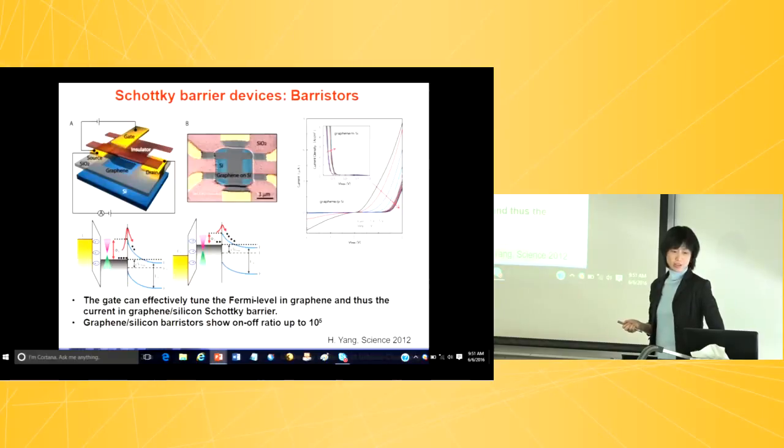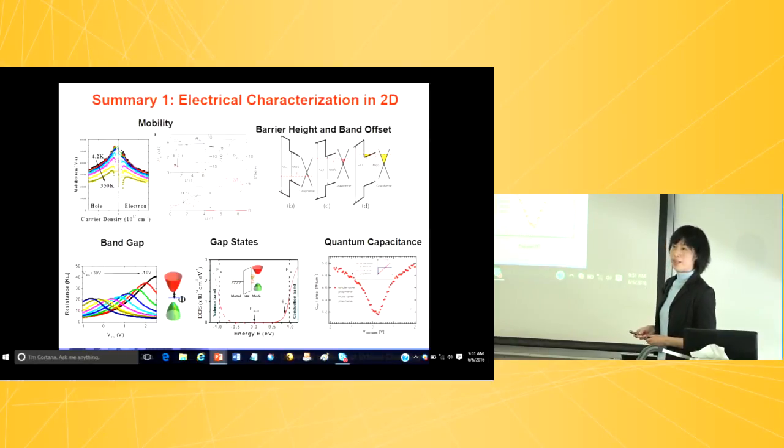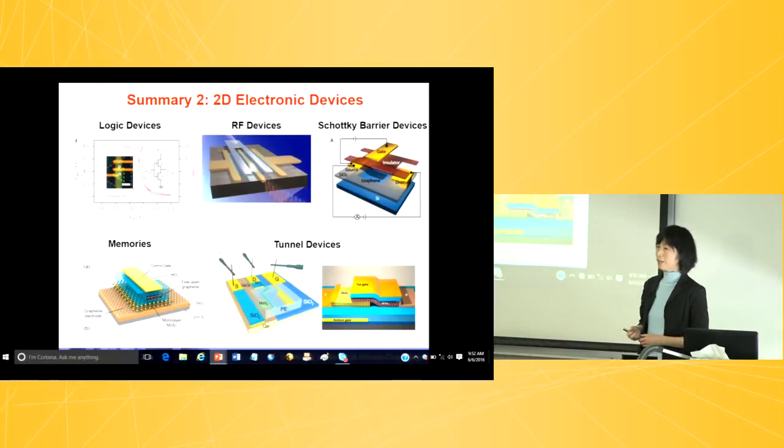Okay. So in summary, for 2D materials, we can have a variety of different electrical characterizations, for example, mobilities, barrier height, and band offset between two different materials. In heterostructures, the band gap states can be measured by AC conductance or multi-frequency CV, and we can also measure quantum capacitance, which directly reflects the density of states in the 2D materials. We can also use 2D materials to form many different kinds of electronic devices, for example, logic devices and circuits, RF devices, Schottky barrier devices, memory devices, or tunneling devices. These devices have many unique features, for example, ultra short channels, low power applications, or high frequency applications.